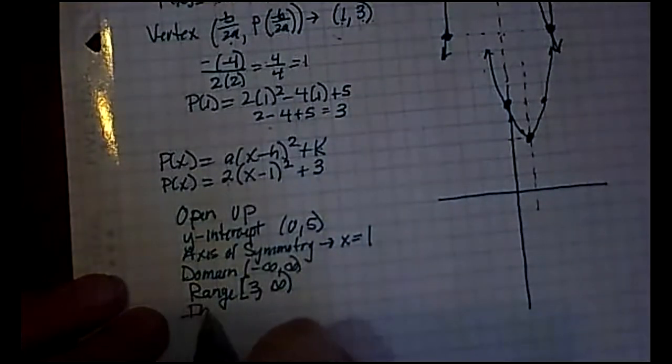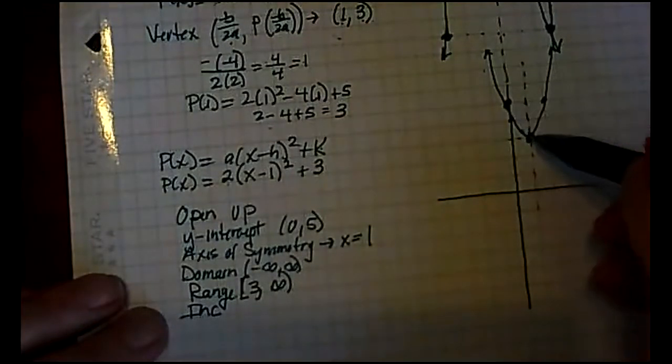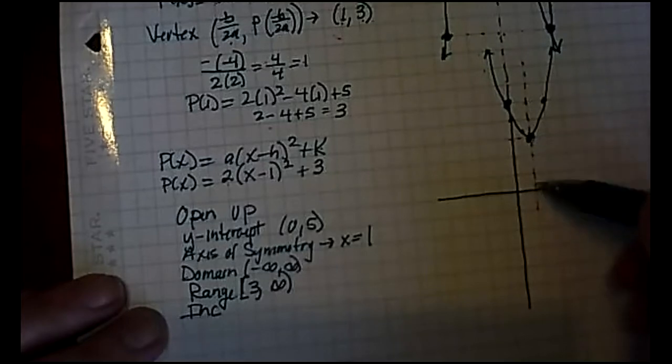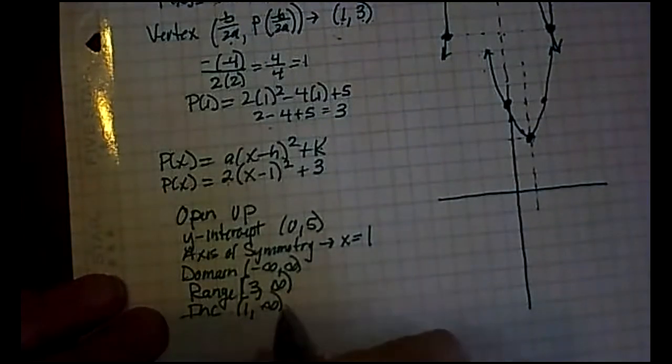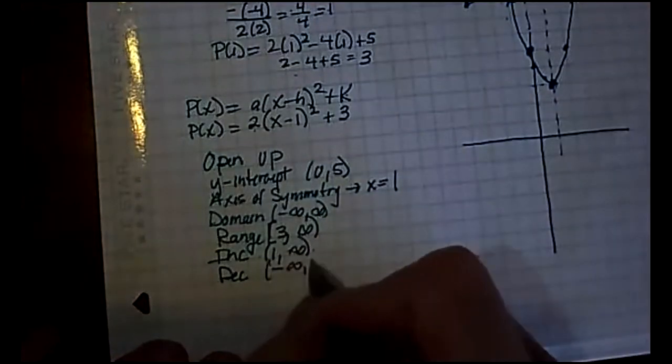Is it increasing? Let's see where it increases. Well, here my y values are getting smaller, so it's decreasing. So it increases from this point on the x, which is 1. So it increases from 1 to +infinity. Remember, we use parentheses when we're talking about increasing, decreasing. And then where is it decreasing? It decreases here, over here from -infinity and all the way to 1. So from -infinity to 1.